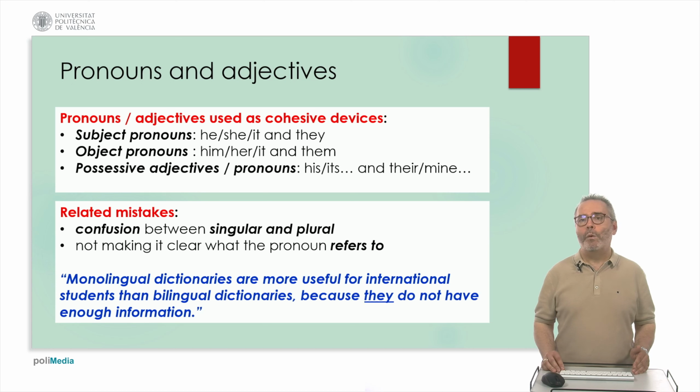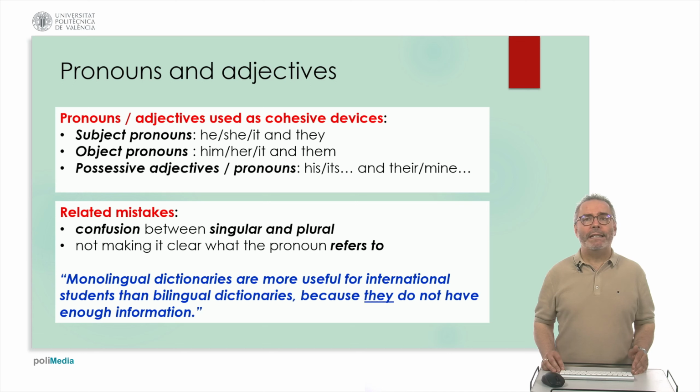Subject pronouns, object pronouns, he, she, him, her, and some possessive adjectives or pronouns such as his, its, or their, mine, etc. There are some related mistakes with the use of these cohesive devices. One of them is the confusion between singular and plural, and the other one is not making it very clear to which part of the text they refer to.